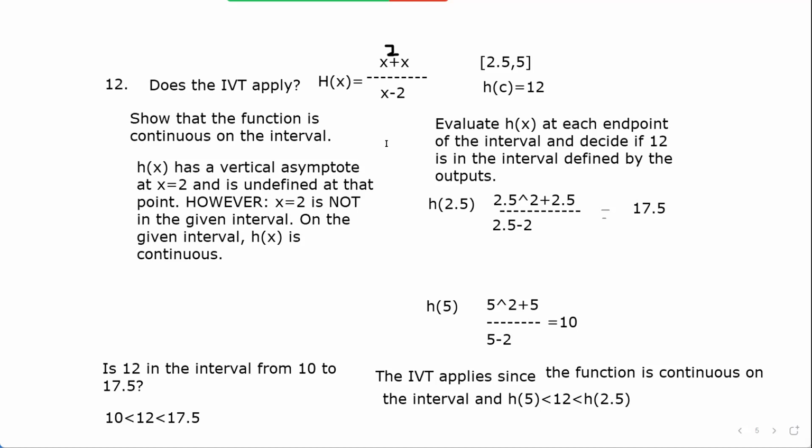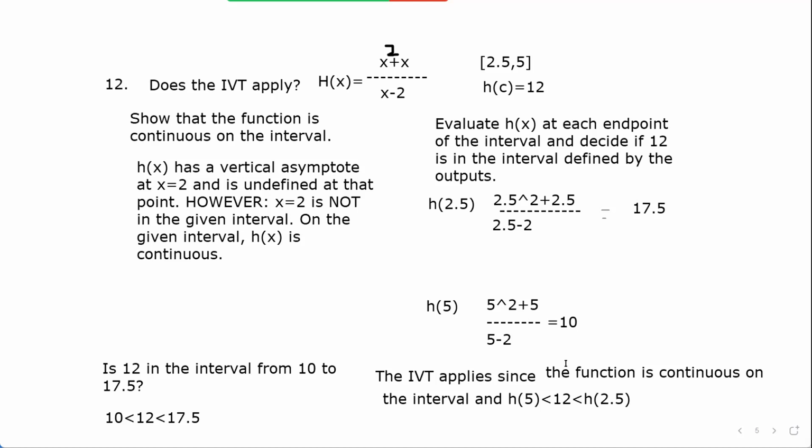The next part of what you have to do is evaluate the function at the endpoints of the interval and make sure that the output that you're trying to test, we're trying to test 12 here, right? Make sure that the output that you want to test is in the interval of the outputs that you get, 10 and 17 and a half. As long as that's true, the IVT applies, and then you just set the equation equal to the value and solve it. Got it.